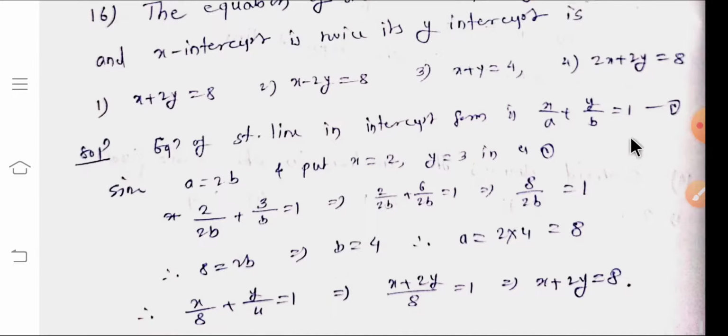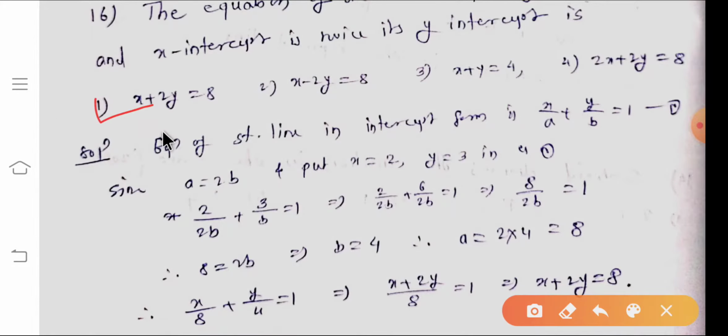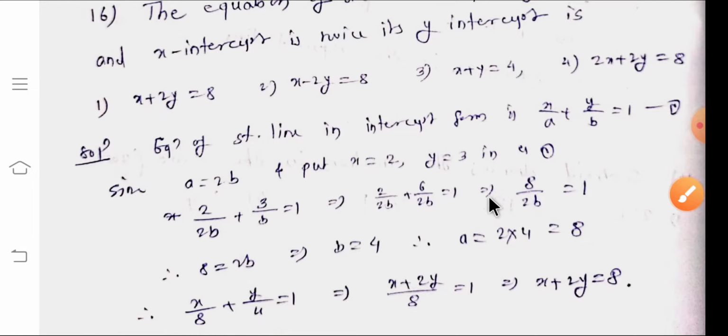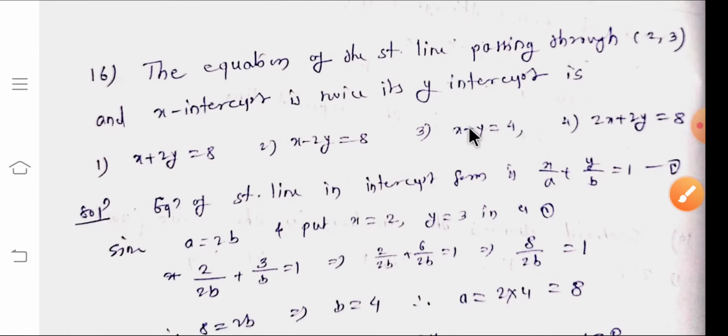So substitute a and b in equation 1, we get x/8 + y/4 = 1. So by cross multiplication, taking the LCM, we have (x + 2y)/8 = 1, or x + 2y = 8. So the first option is the right option. So whenever a question on the equation of a straight line of this type comes, at most one question comes like this, you can check by the inspection method, and that gives the exact solution.